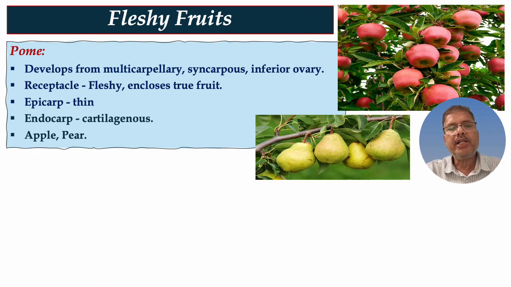Pome develops from multicarpillary syncarpous inferior ovary. The receptacle also develops along with the ovary and becomes fleshy, enclosing the true fruit. In pome, the epicarp is thin, skin-like, and endocarp is cartilaginous. Example is apple and pear.